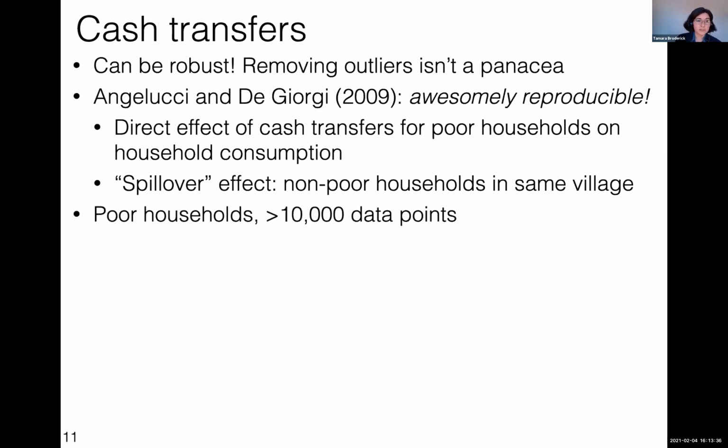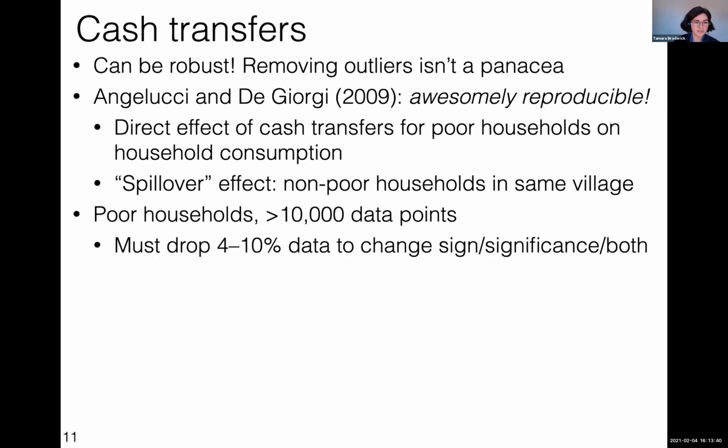So first, let's look at the poor households. In this case, there were over 10,000 data points. You can check that our approximation tells us that if you want to try to change the sign or significance, it always requires over 4% of the data. That seems like a lot of the data. Again, eventually these things should change, and so this doesn't seem too concerning. The reason there's a range is because of the sign, the significance, et cetera.